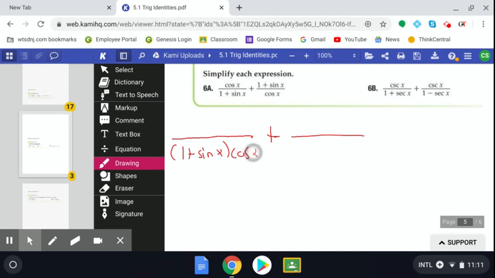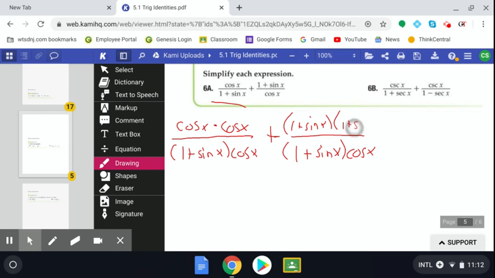I have to have everything there. 1 plus sine x times cosine x. And now whatever is missing in the denominator, I have to multiply the top by. So over here I have 1 plus sine x times cosine x. The denominator here is just 1 plus sine x. So I have to do cosine x times cosine x, which is going to be cosine squared x. And here I'm missing the 1 plus sine x. So I'm going to say 1 plus sine x times 1 plus sine x. You have to FOIL, okay?